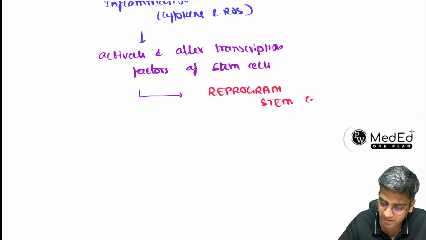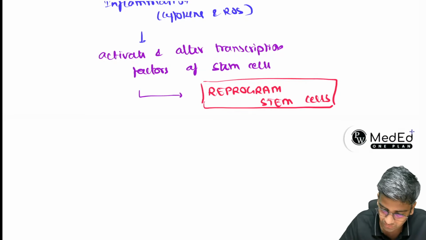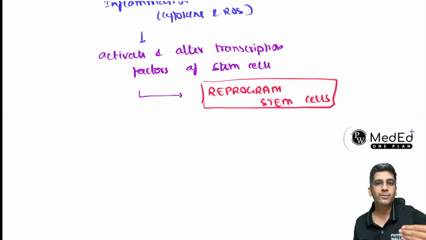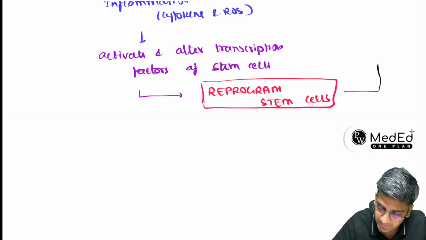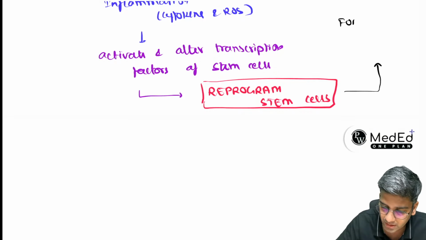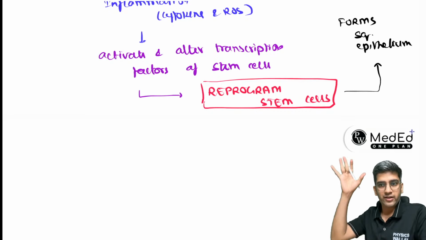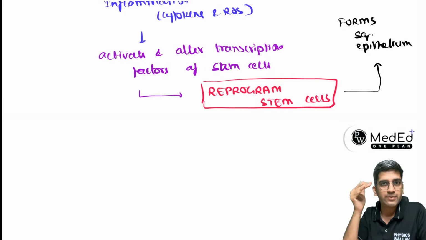But I have to have a context of how it can reprogram the stem cell. Because you are in the fag end of your university exam, I don't just need the word. I need the entire process because you have read it somewhere. This reprogramming will convert them into forming stratified squamous epithelium. Wherever you want to stress a point in this entire flowchart, I want to stress the reprogramming of the stem cell, because that's what the exam is going to look for.